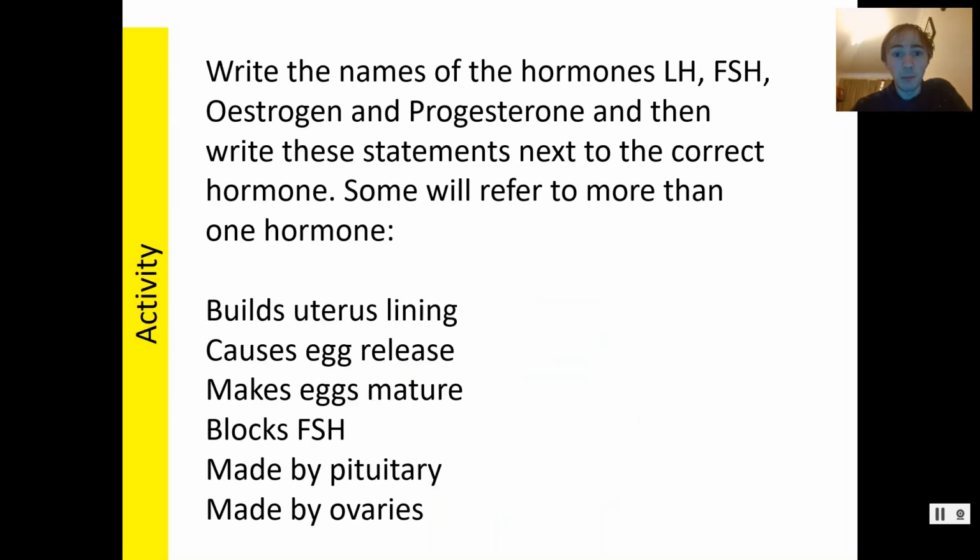Fine. Now, last little activity. Without looking back if you can, please write the names LH, FSH, estrogen, progesterone, and then write these statements next to the correct hormone. The only one you won't be able to do is blocks FSH. I'll come to that one later on, so leave that one. But pause me, spend a couple of minutes, just summarise basically what each one does and where it's released, and then we'll come to blocks FSH afterwards.